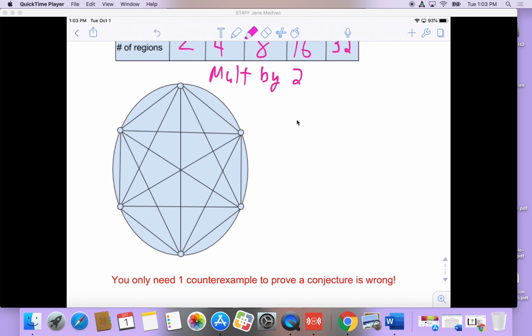Okay, now take a look at that picture. Notice that I have 1, 2, 3, 4, 5, 6. How many regions do I have? Yes. Is there 30? I got 30. Yeah, there's 30 regions. So was my conjecture correct based on this inductive reasoning? It was not. No, it was not.